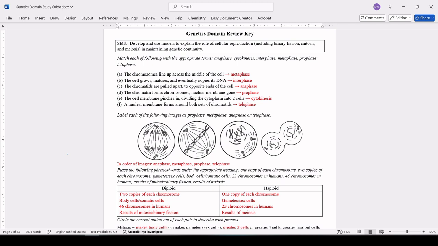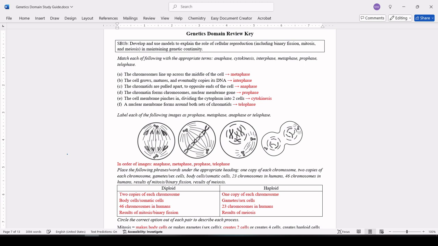So starting out, we're going to start with SB1B, which is develop and use models to explain the role of cellular reproduction, including binary fission, mitosis, and meiosis, in maintaining genetic continuity. So remember, continuity is the noun form of continuous, which means to keep going. So the first thing that you had to do was label the different descriptions about the parts.